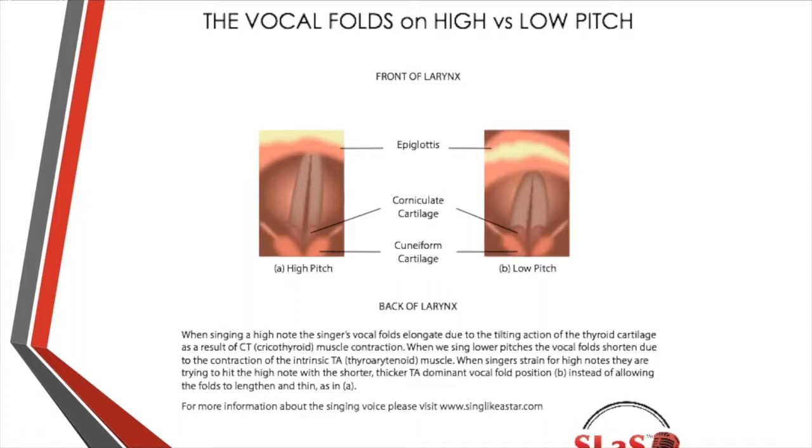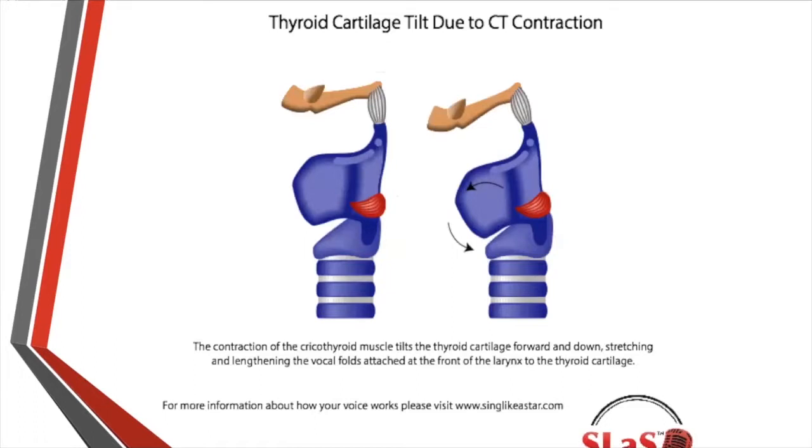When singers strain for high notes, they are trying to hit the high note with the shorter, thicker TA dominant vocal fold position, as we see in figure B, instead of allowing the folds to lengthen and thin, as in A. Here's our thyroid cartilage tilt. The contraction of the cricothyroid muscle tilts the thyroid cartilage forward and down, stretching and lengthening the vocal folds attached at the front of the larynx to the thyroid cartilage.